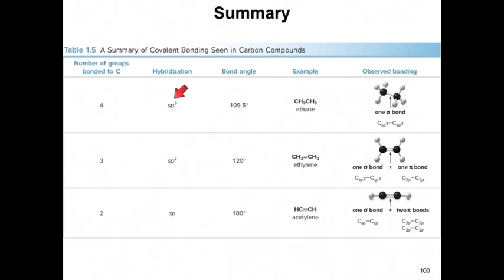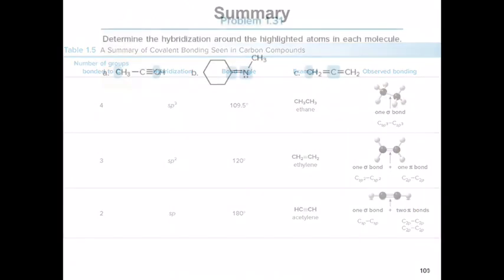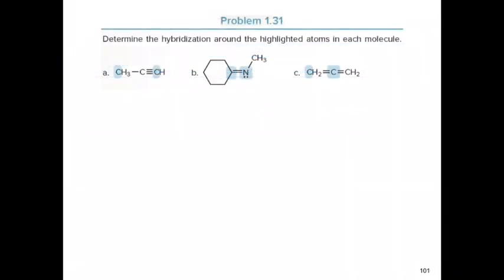So if you have an sp3 hybridized atom, then most likely the bonding that's involved is a sigma bond. If you have an sp2 hybridized atom, then most likely that contains a double bond, which consists of one sigma and one pi bond. And an sp hybridized atom will contain a triple bond, which basically consists of one sigma and two pi bonds. Here's practice problem number 31.